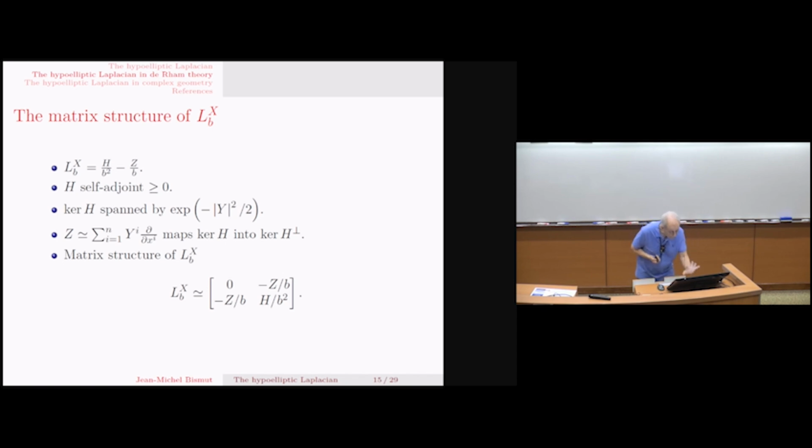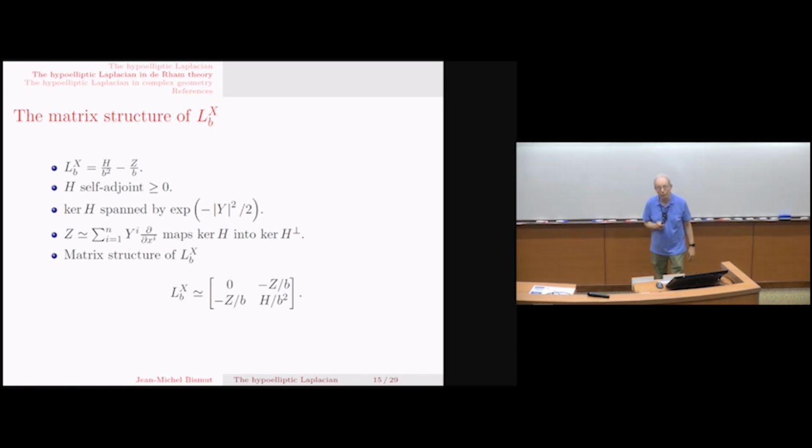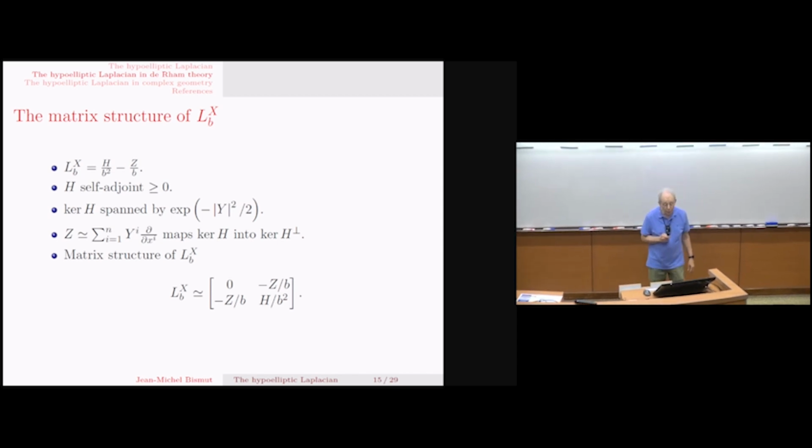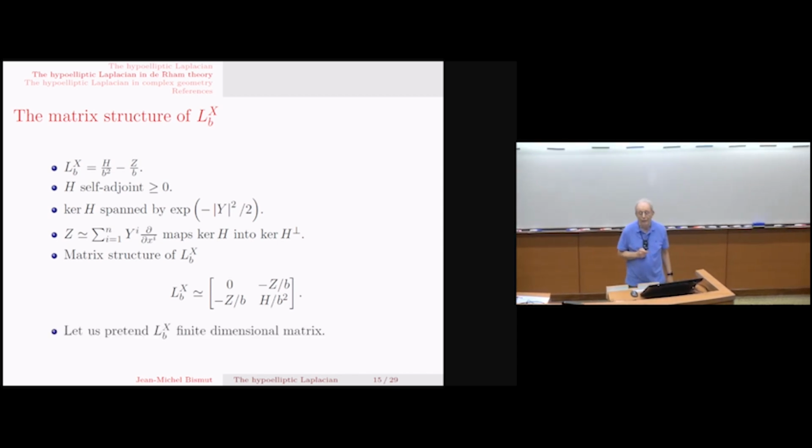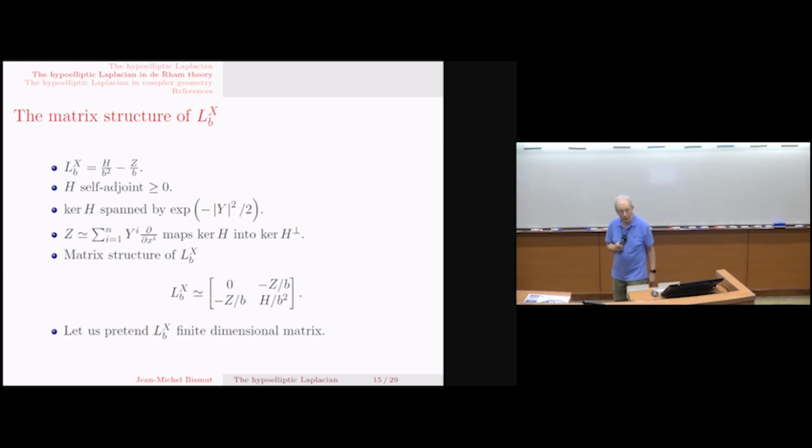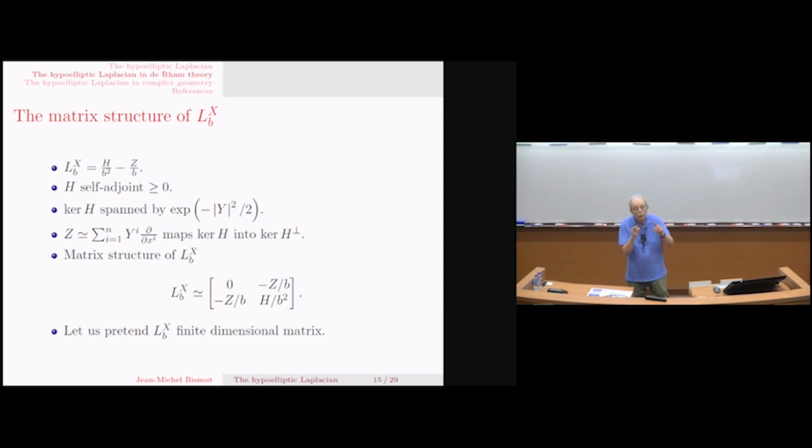Okay, so let's look at this as a finite dimensional matrix. And let's try to compute the corresponding resolvent and find the asymptotic of the resolvent of this matrix. So now we treat this as a finite dimensional matrix. Let's do that.